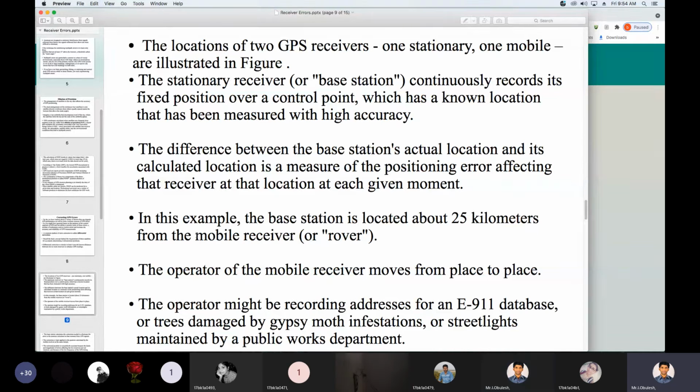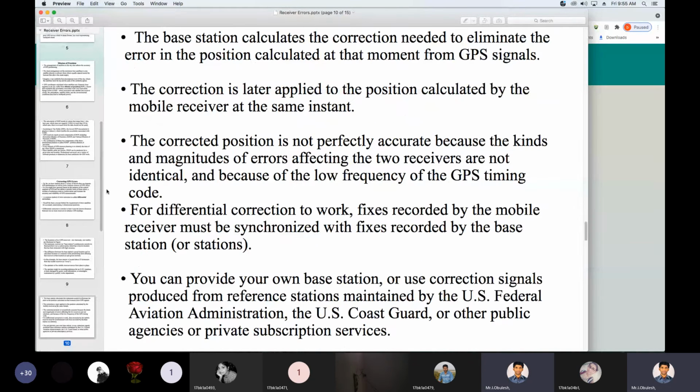So the operator might be recording addresses for an E911 database, or trees damaged by gypsy moth infestation, or streetlights maintained by a public works department.